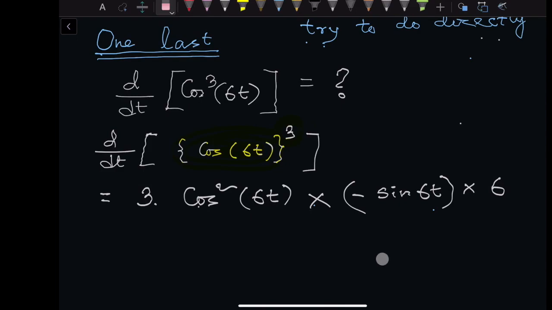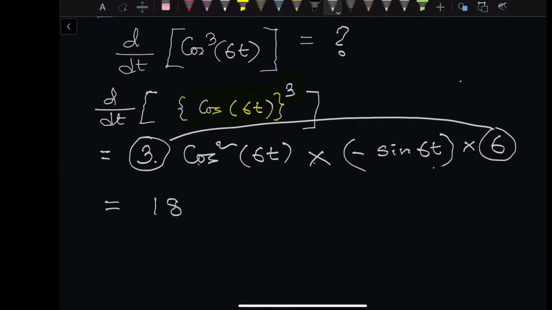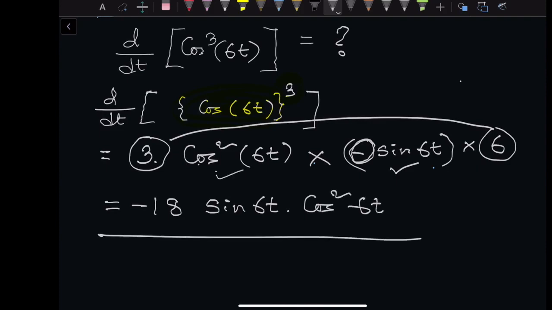Why this? Because the differentiation of cos 6t is not about cos t, it's cos 6t. So we had to again go inside the bracket and get 6. Now, this results in minus 18 sine 6t into cos square 6t. Hope you understand this.